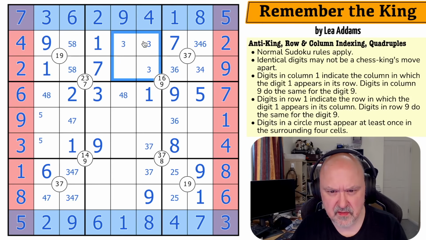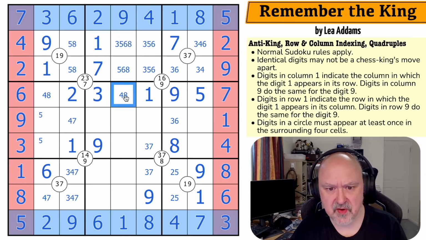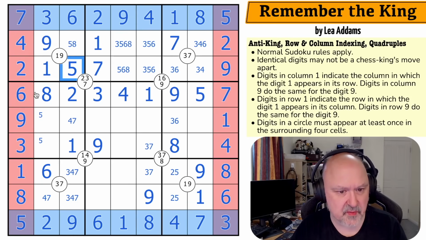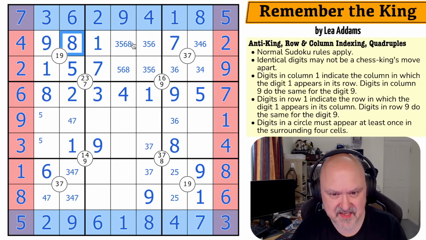5, I'm not sure. 6, I'm not sure, but 8 is in one of those two. Oh, 8. 8 in this box is in one of those two. So that's the 4 and that's the 8, which means this is the 5 because of the anti-king. That's the 8. There's no 8 here. So now this is 3, 5, 6. That's the 8.